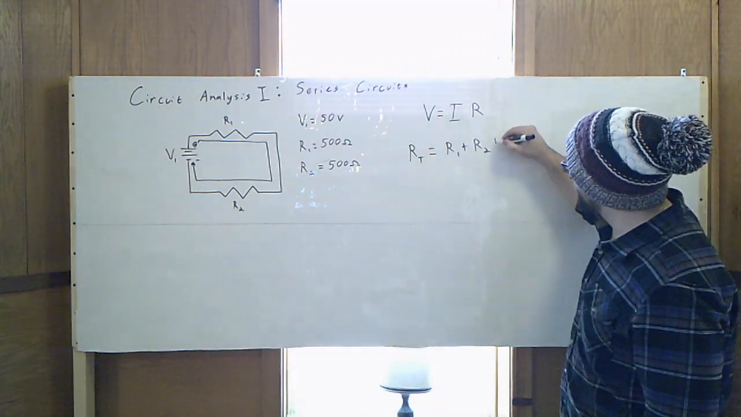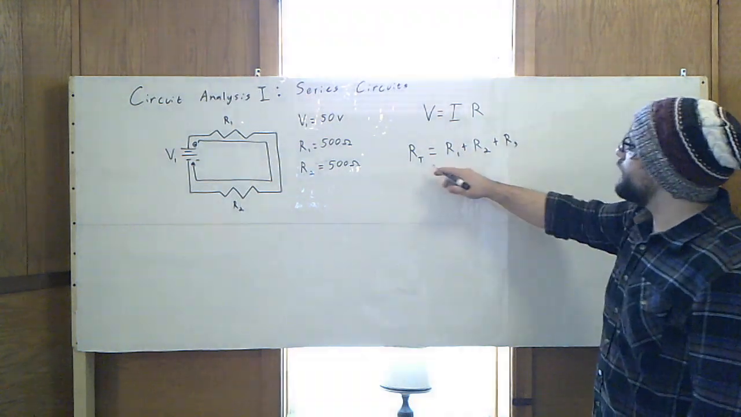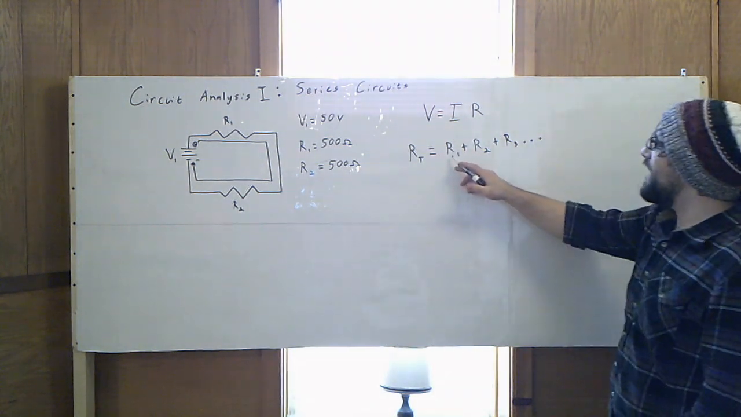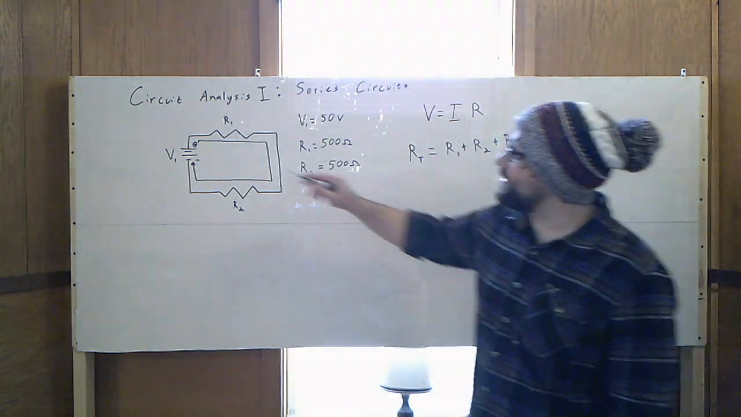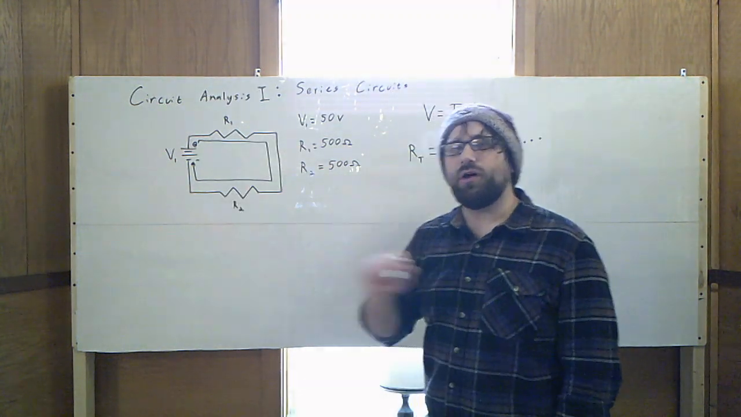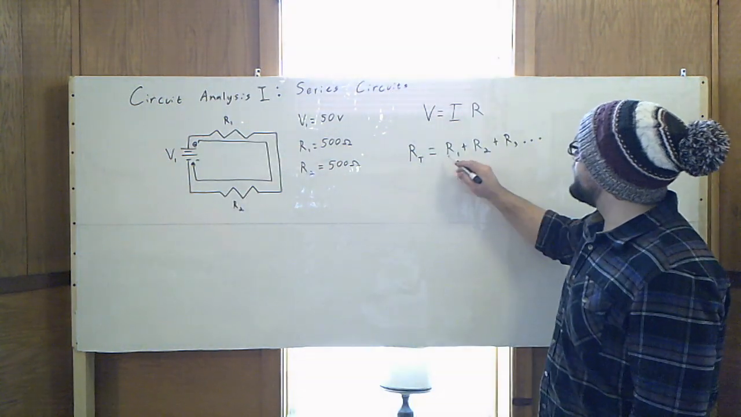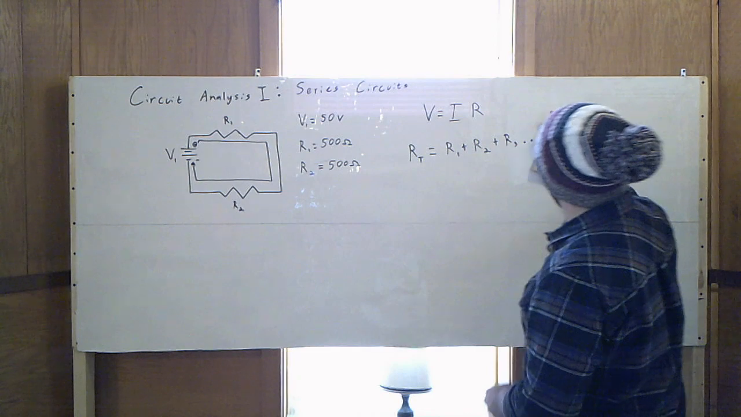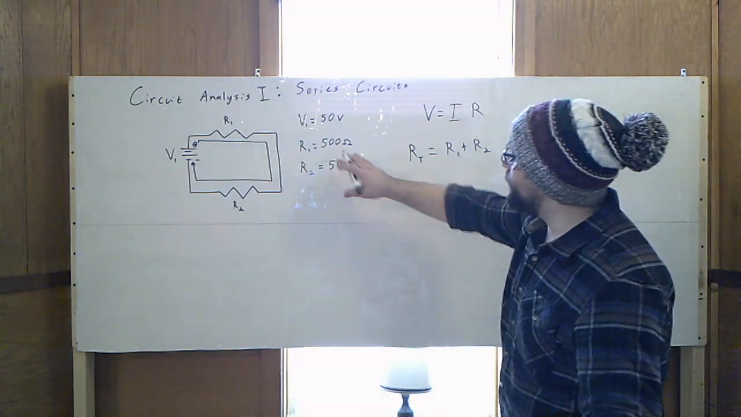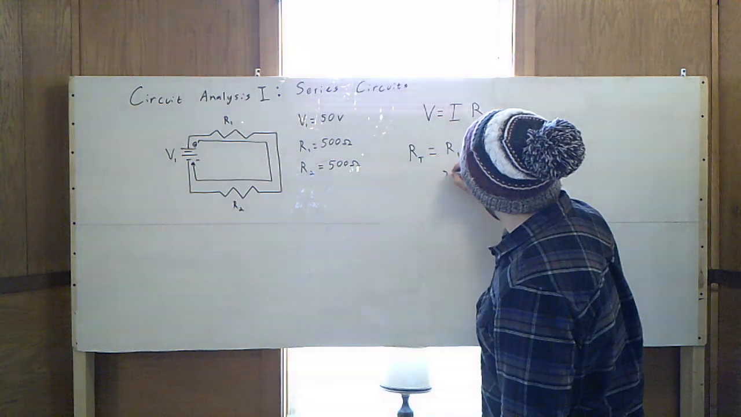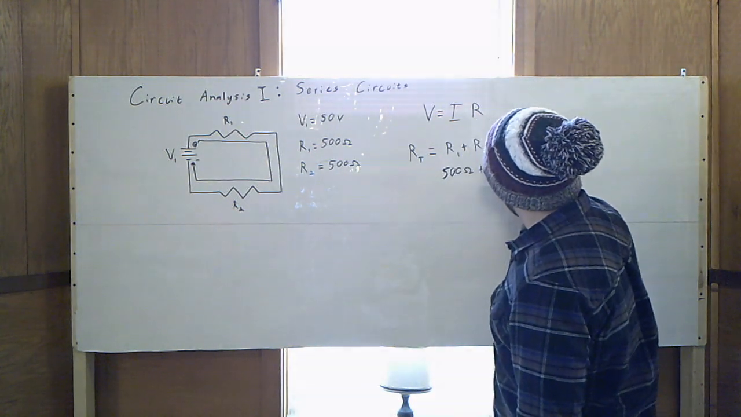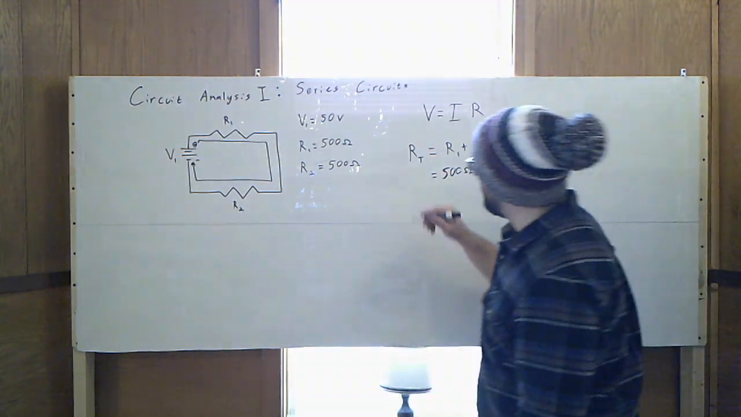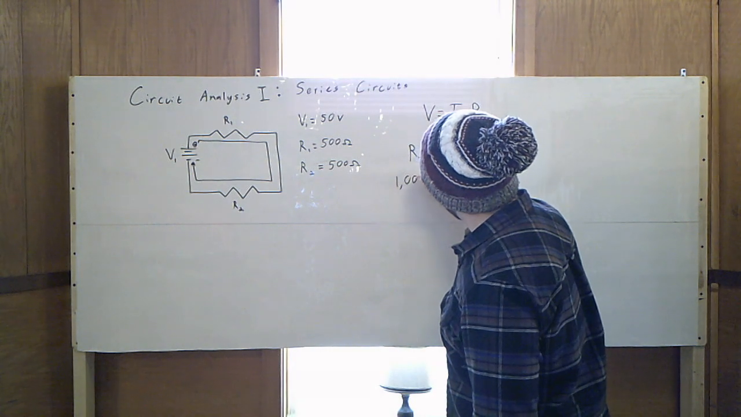If I had 3 resistors, I would just tack on another one here. And so the way we like to represent this law is by putting a little dot, dot, dot after this to say I could have any number of resistors, and as long as they are in series, one after another, along this wire, I'm just going to add all of them up to get my total resistance. So in this circuit, I only have 2. Both are 500, just to keep things nice and simple to start with. So 500 ohms plus 500 ohms is 1,000 ohms.